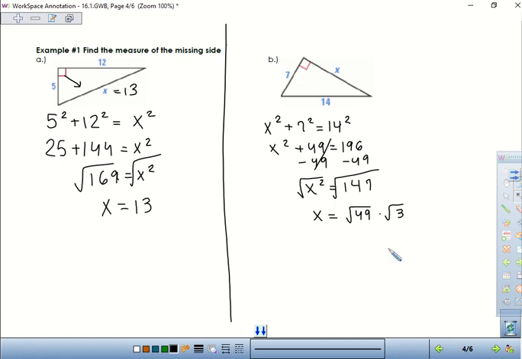I rewrote it as a product of two things that equal that thing. Now, why would I rewrite it as 49 times 3? Yeah, 49 is a perfect square, right? So my answer here is 7 radical 3. So any questions about that?